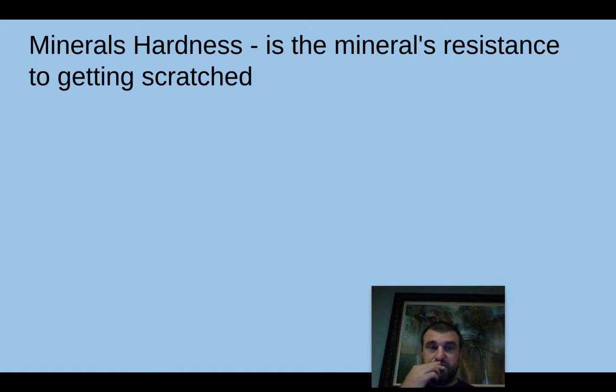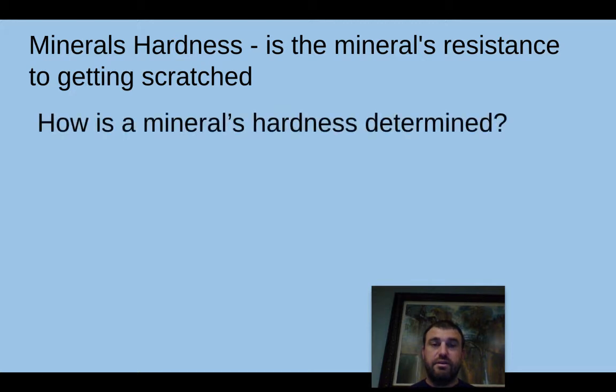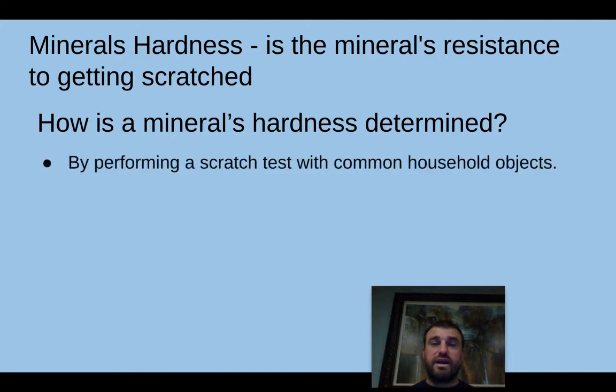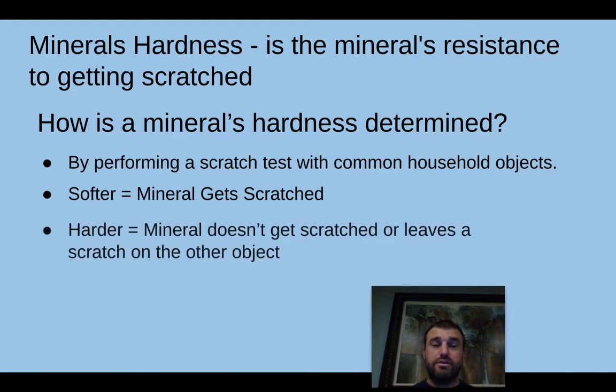Okay, next is hardness. A mineral's hardness is the mineral's resistance to getting scratched. And how is a mineral's hardness determined? It's determined by what's called a scratch test. And you use some common household objects. So what you do is you want to see if one object will scratch another. If the material is softer, then that mineral will get scratched. And if the mineral is harder, then the mineral doesn't get scratched, or the mineral will therefore leave a scratch on the other object. So the harder mineral does the scratching, and the softer mineral gets scratched.